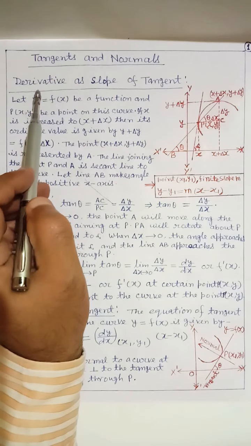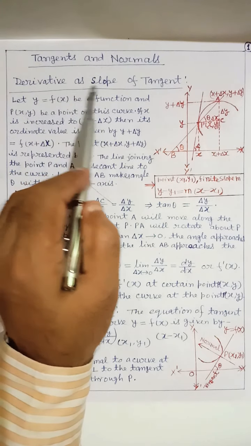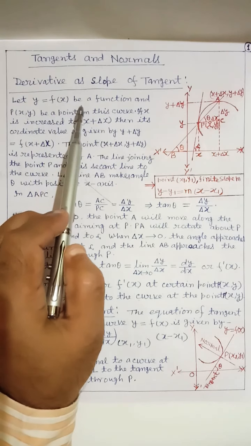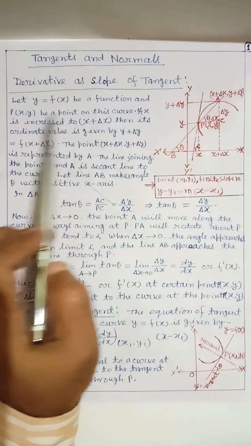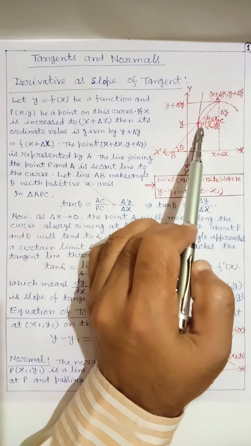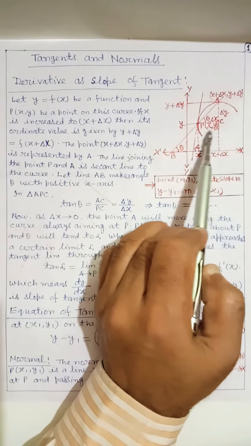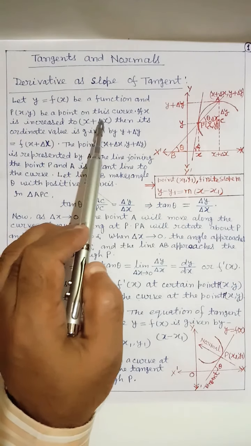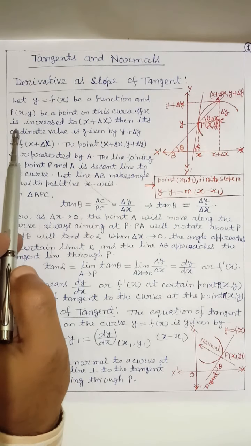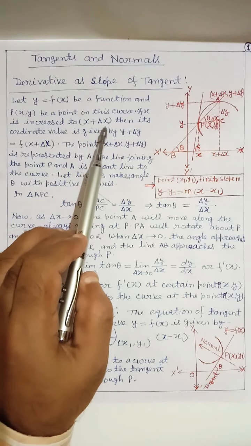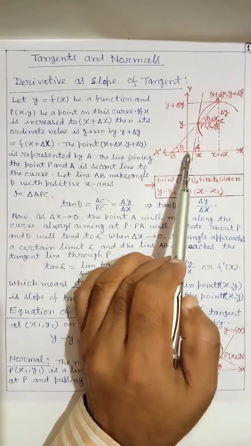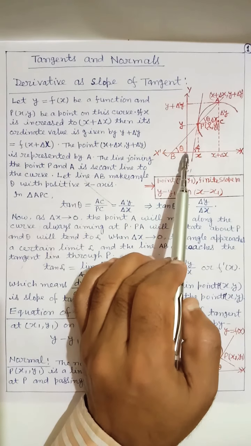Now first we discuss derivative as slope of tangent. Let y equal to f(x) be a function and P(x, y) be a point on this curve. Here this is a curve, and this is the point with coordinates x and y.